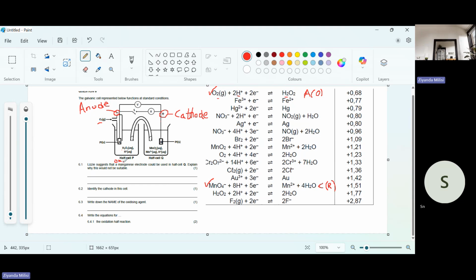So even the way we have chosen our reaction supports this. Oxidation is taking place here, and on the other side, reduction. So you know already here it's the oxidation half reaction. On this side it is the reduction half reaction at half cell Q. Okay, then 6.1, can you read it for me, Lisa?